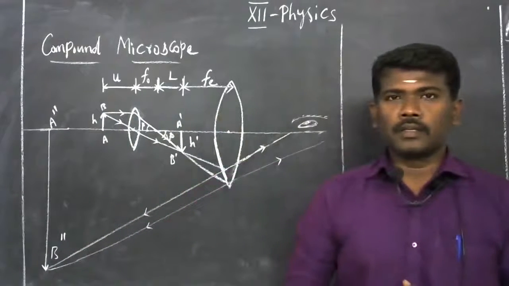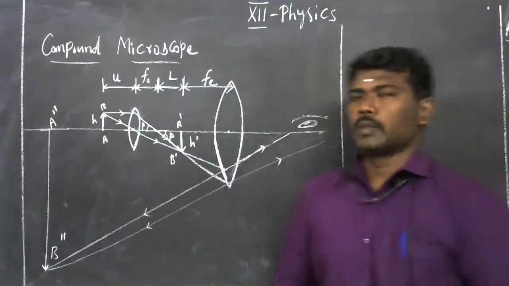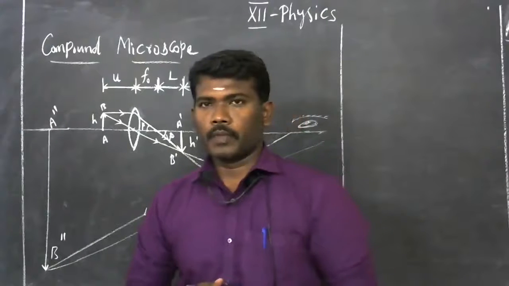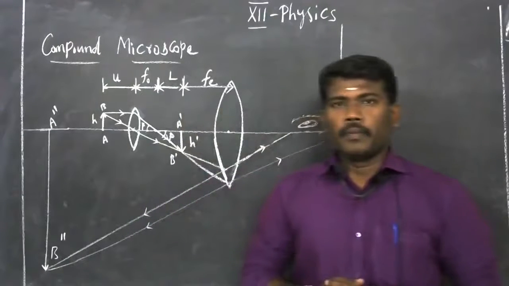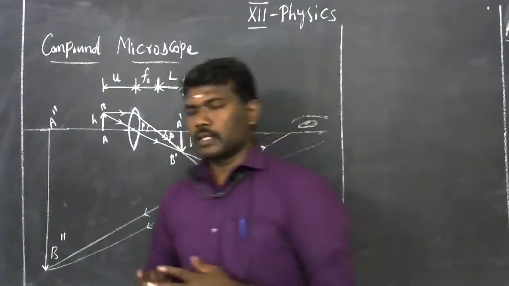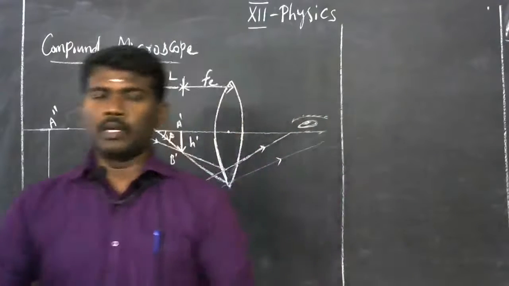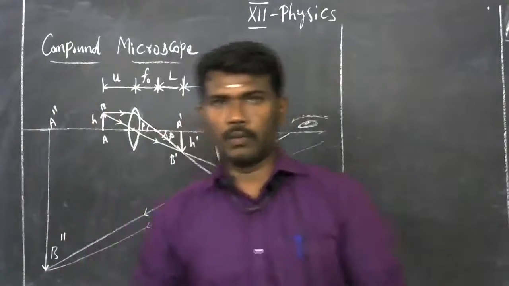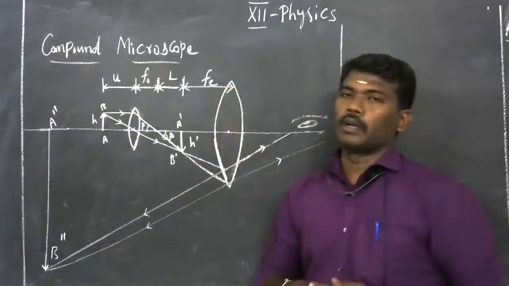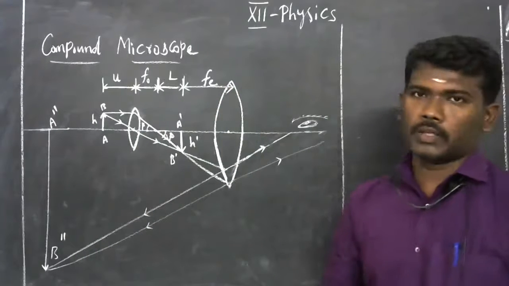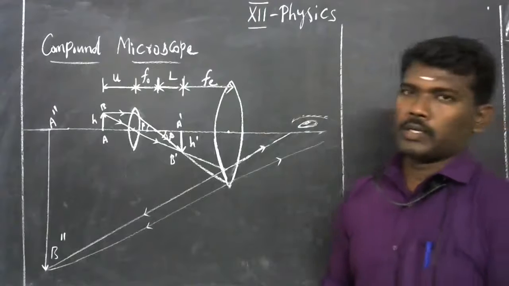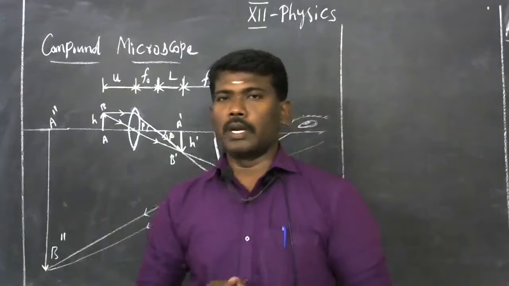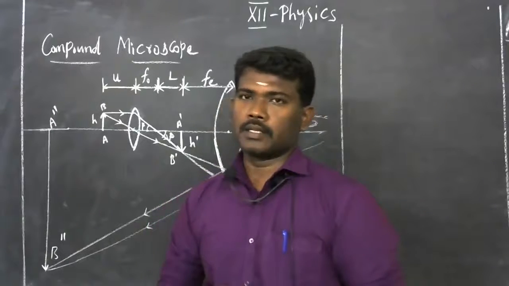Now in this class, we are going to see another optical instrument, the compound microscope. In the last class, I already explained the construction and working of the simple microscope, and we also derived the formula for magnification in the simple microscope. In a simple microscope we have a single convex lens, but in a compound microscope we have two convex lenses.